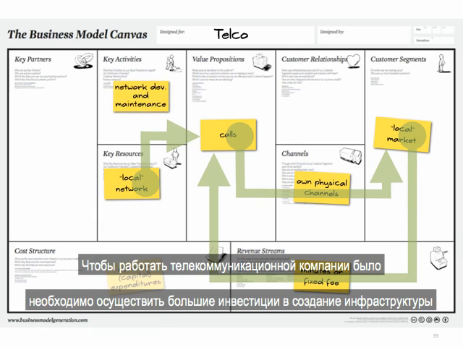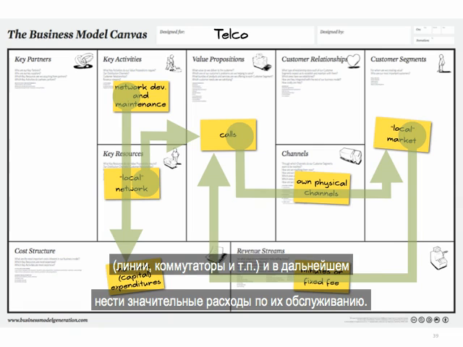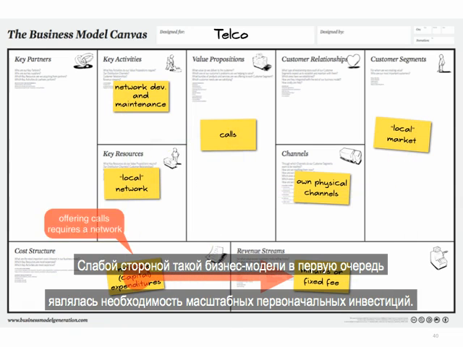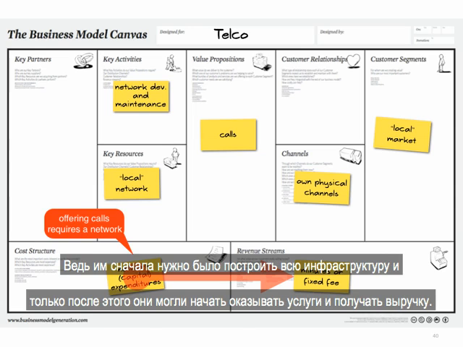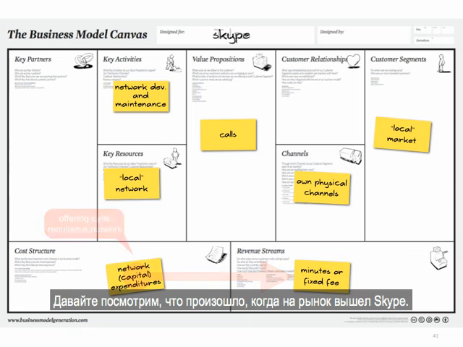Okay? Now, to make this happen, telecom operators had to invest in network development and maintenance in local networks to build them up, which required huge capital expenditures. It's not cheap to build networks, as you can imagine. Now, the problem with that business model design is that offering calls requires a pretty expensive network. So they had to build up all this infrastructure and then only later on make money from it.